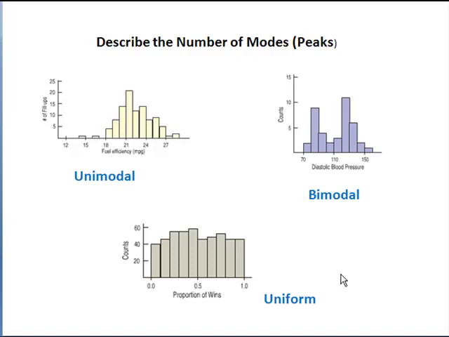And there is even the situation where there is no apparent peak. We call such distributions uniform.